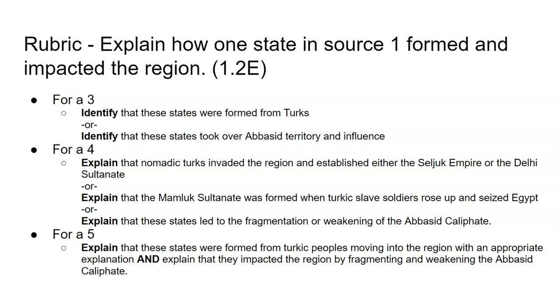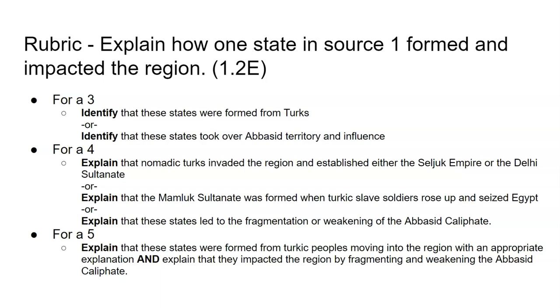You earned a 4 if you took it up a notch and you explained that nomadic Turks invaded the region and established either the Seljuk Empire or the Delhi Sultanate, or you explained that the Mamluk Sultanate was formed when Turkic slave soldiers rose up and seized Egypt, or you earned a 4 by explaining that these states led to the fragmentation or weakening of the Abbasid Caliphate.